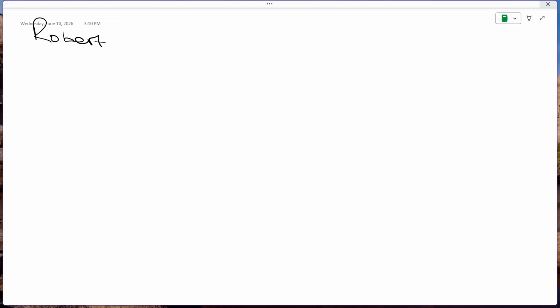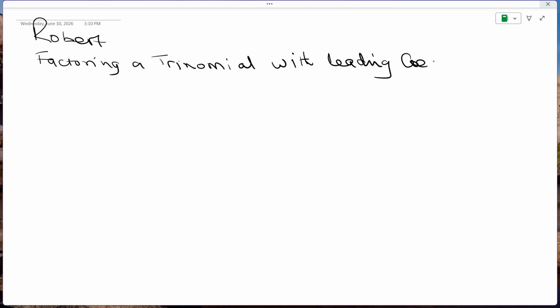And in today's lesson, we'll practice more factoring a trinomial with leading coefficient 1. Right, and now let's get into it. We'll look at two examples.